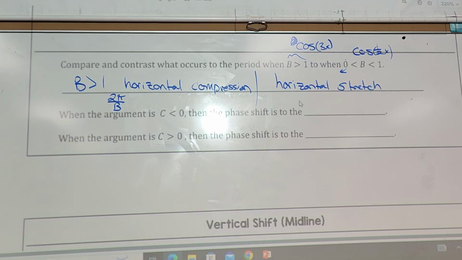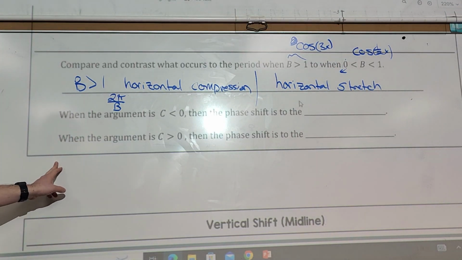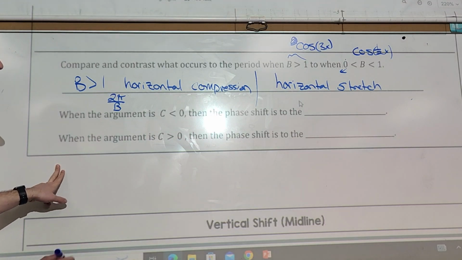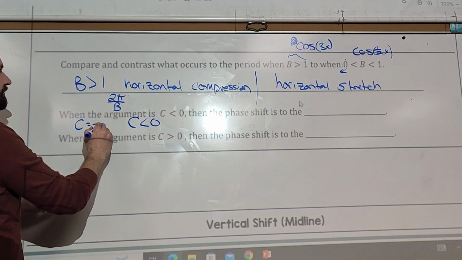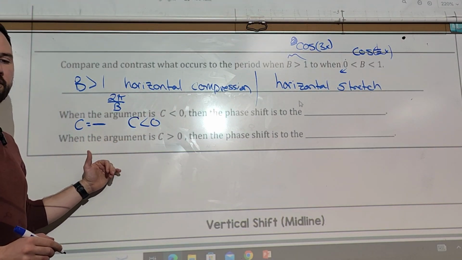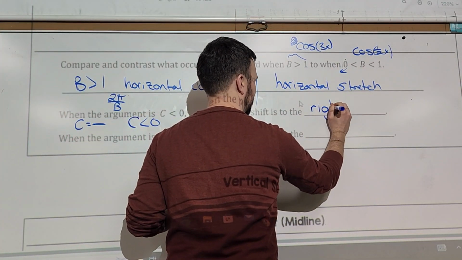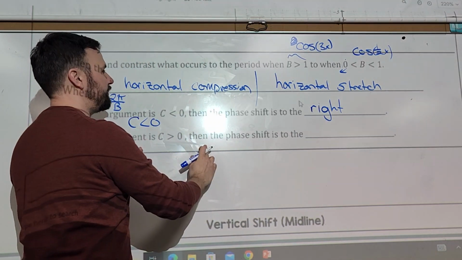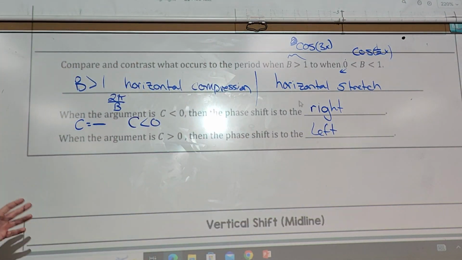So let's take a look at what it means in my original graph if c is less than 0. So c is negative. If c is negative, the phase shift, am I going right or left? Right. And we've done this before, right? And if it's greater than 0, it would be left. Nothing really new here. Okay? Sound good?